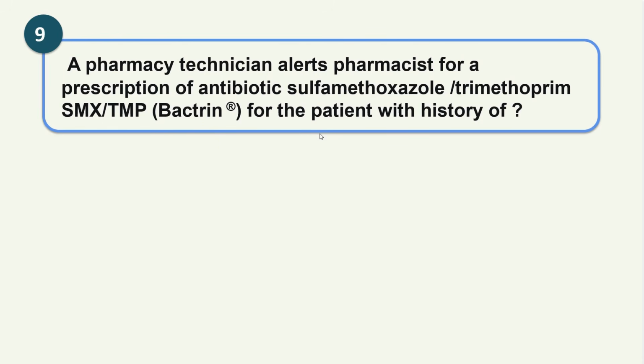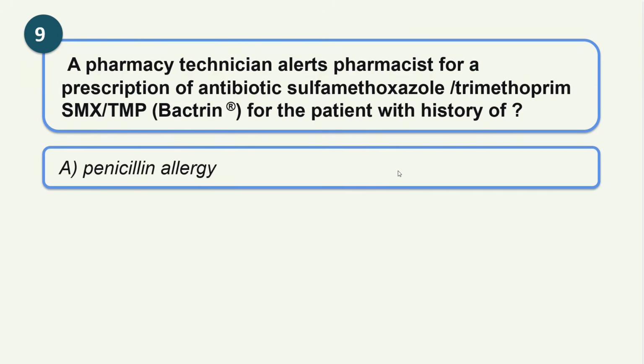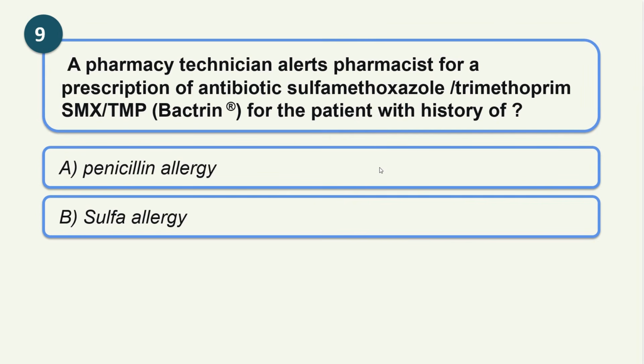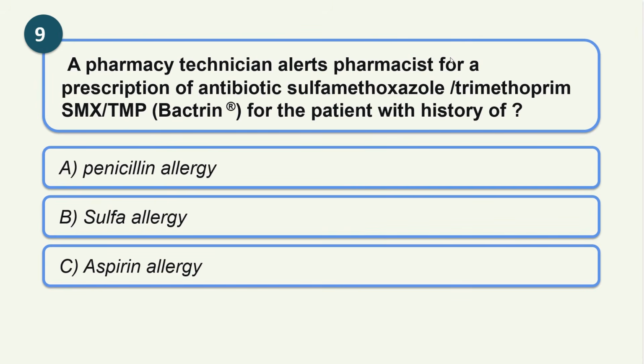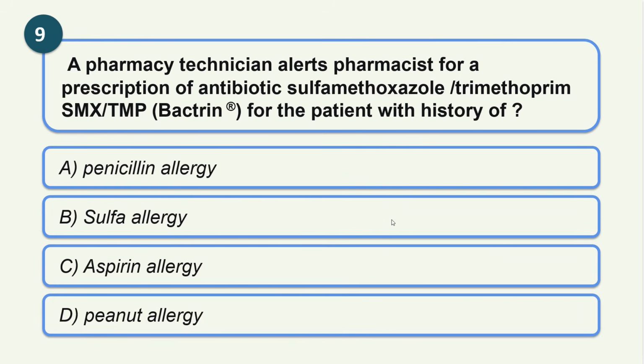Next, a pharmacy technician alerts the pharmacist to a prescription of the antibiotic sulfamethoxazole-trimethoprim for a patient with a history of A. Penicillin allergy, B. Sulfa allergy, C. Aspirin allergy, and D. Peanut allergy. The correct answer is sulfa allergy.